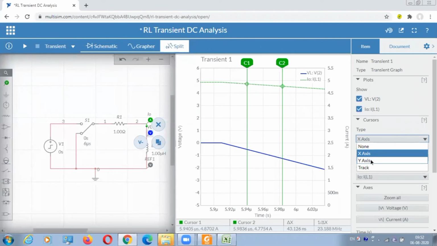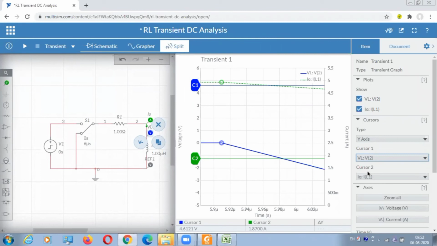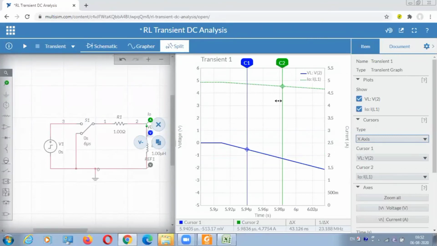Similarly, you can use your y-axis cursor and get it. Y-axis is only just time and all. These values you can select, which one you want to select, VL and what. If you move this one, you will get your y-axis values. I think it is good to use your x-axis. It gives all your values. So remember, use your x-axis. Okay, so theoretically and by simulations, we have got the same results.